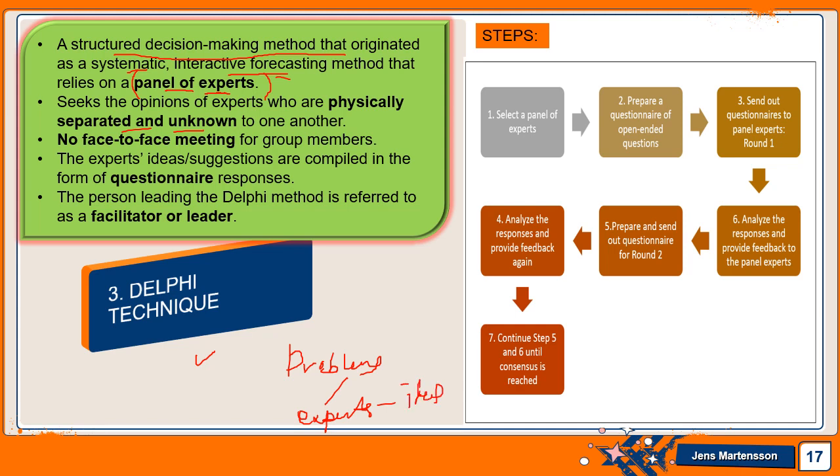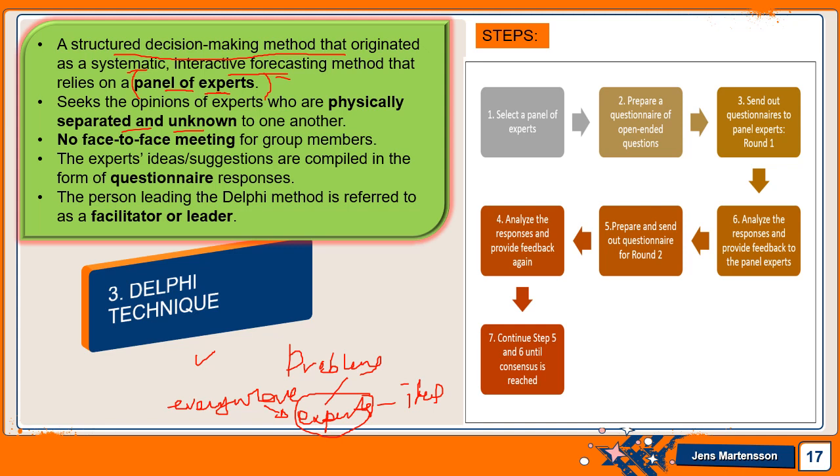Okay. And where are the experts? Expert ni berada di mana? Are they located at one place? They are located everywhere in the world. Meaning that they are not located at one place. So these experts are not in a meeting room. Okay. And each member here, they do not know each other.